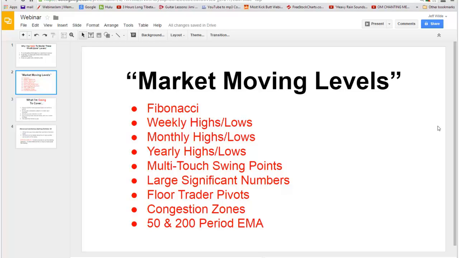Another thing you have to be aware of is the large significant numbers in the markets. That can be something like, let's say, on the pound, like 1.5000 or 1.6500. Those move the markets. It can really stop them cold, so you really need to key in on those. There's another thing that a lot of traders look at. It's called the floor trader pivots.